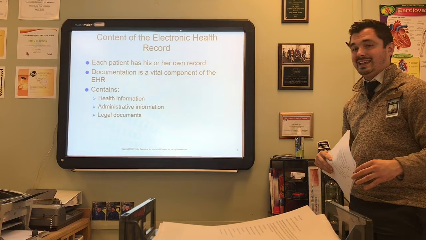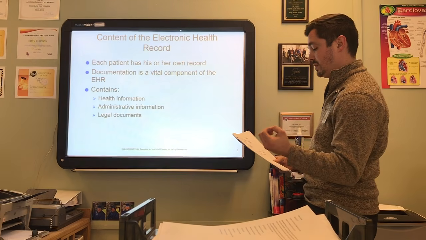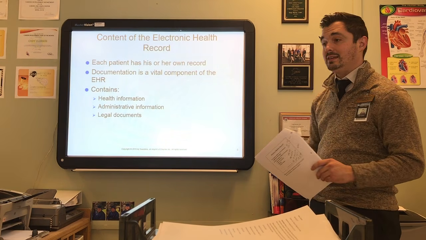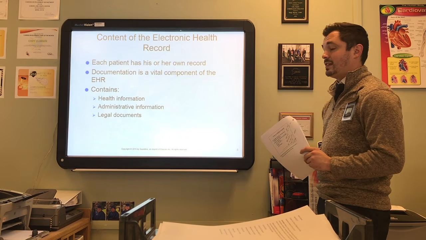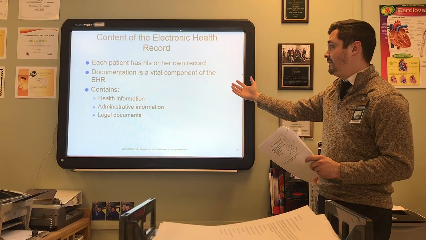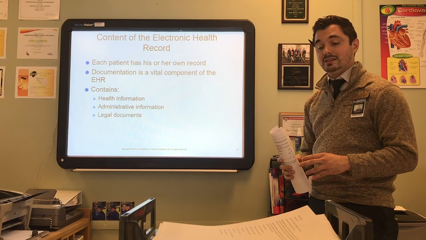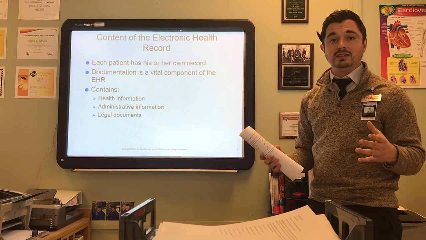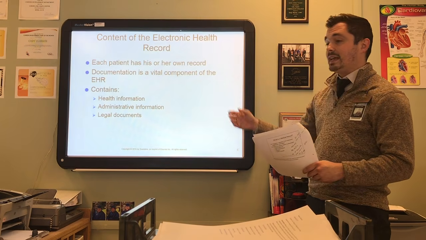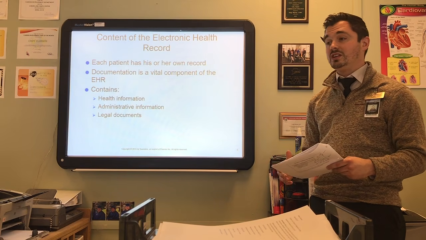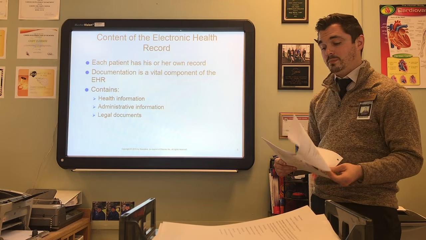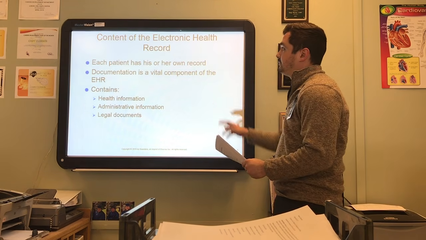So what is in an electronic health record? What is the content? What is the guts of it? So basically, each patient has their own record, and it's just a compilation of everything that patient has done health-wise. And documentation is a vital component of an EHR system, and it's important to note that everything is accurate and precise in that medical documentation. It can contain health information, administrative information, and even legal documents. And we'll get into each one of those here in a bit, but it's important to know that.